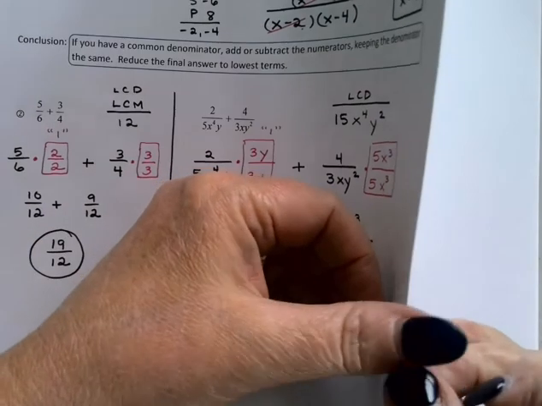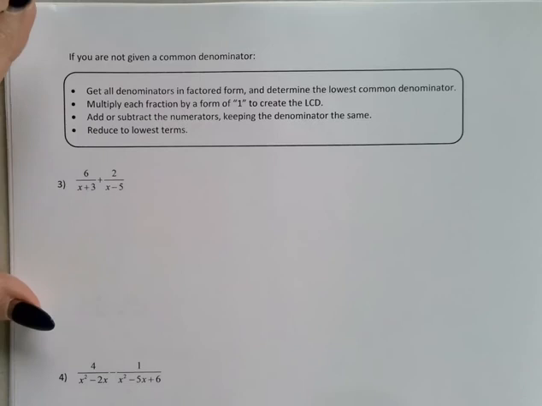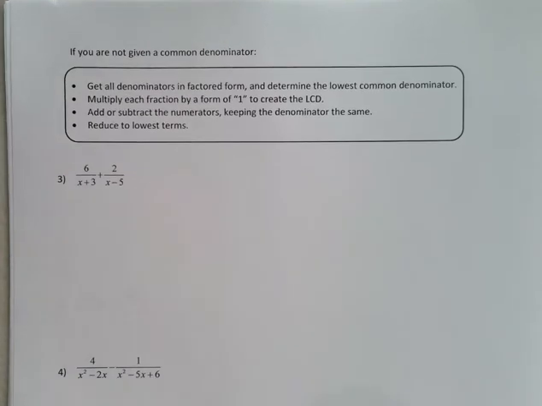All right, we'll look at a few more. So here's just a quick little outline of what happens if you're not given a common denominator. You can read that at your leisure. If it helps you, that's great. But I'm going to dive right into the examples.